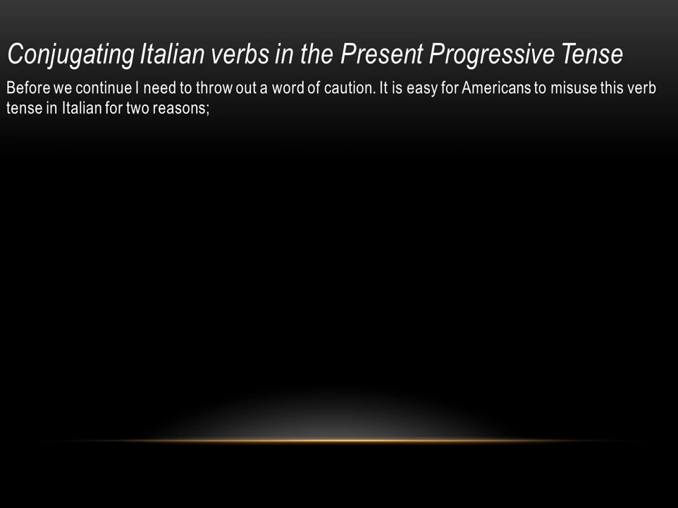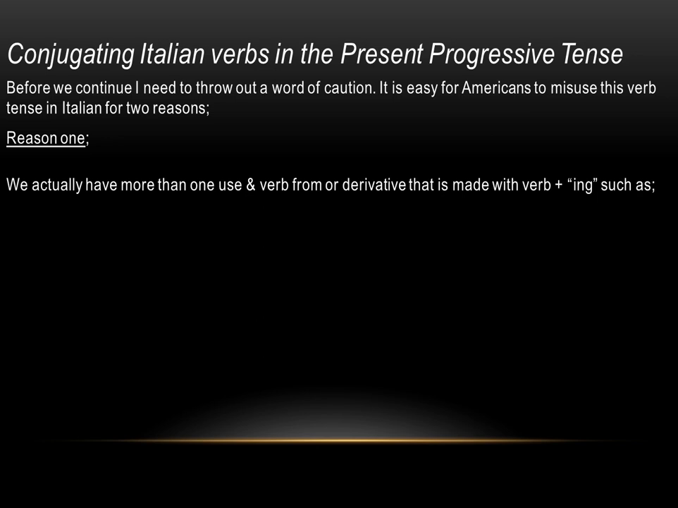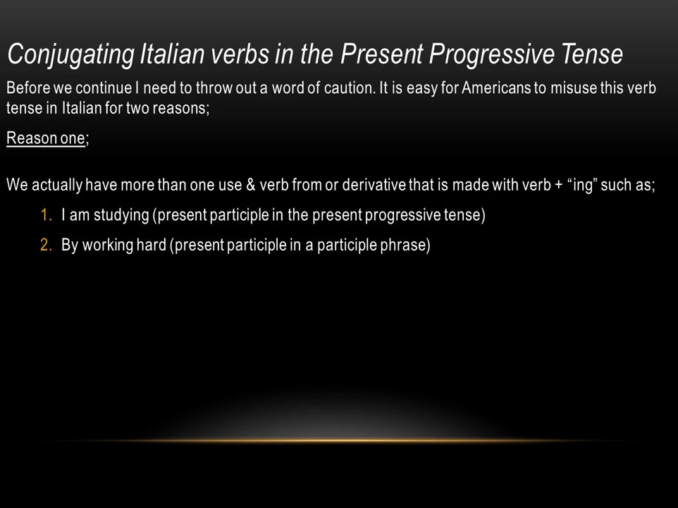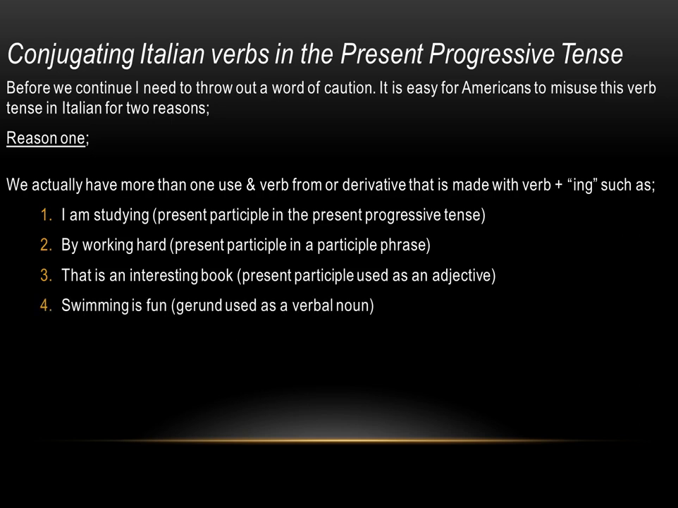Before we continue, I need to throw out a word of caution. It is easy for Americans to misuse this verb tense in Italian for two reasons. Reason one, we actually have more than one use and verb form or derivative that is made up with verb plus ing, such as, I am studying, present participle in the present progressive tense. By working hard, present participle in a participle phrase. That is an interesting book. Present participle used as an adjective. Swimming is fun. A gerund used as a verbal noun.